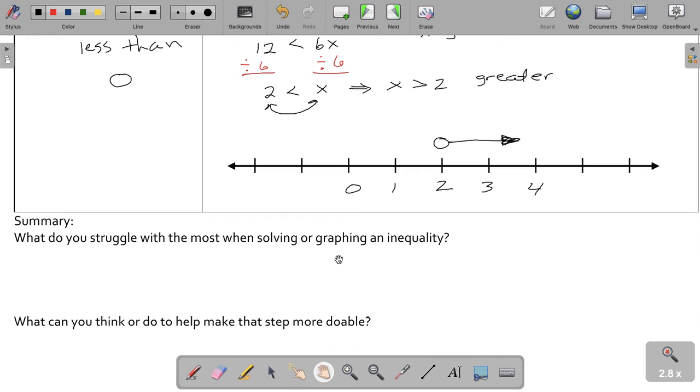What do you struggle with most when solving or graphing? You know, I think the graphing piece is a hard part for people. Okay, so we need to keep working on that. And what can you think to do to help make that step more doable?